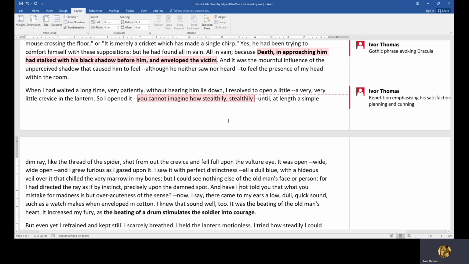Have I not told you that what you mistake for madness is but over-acuteness of the senses? Now, I say, there came to my ears a low, dull, quick sound, such as a watch makes when enveloped in cotton. I knew that sound well, too. The beating of the old man's heart. It increased my fury, as the beating of a drum stimulates a soldier into courage.